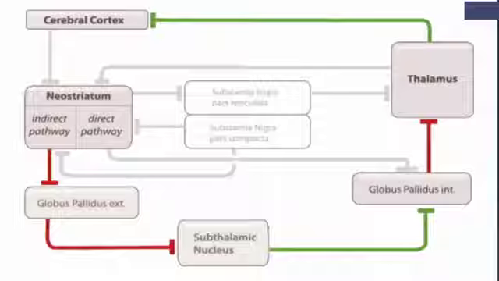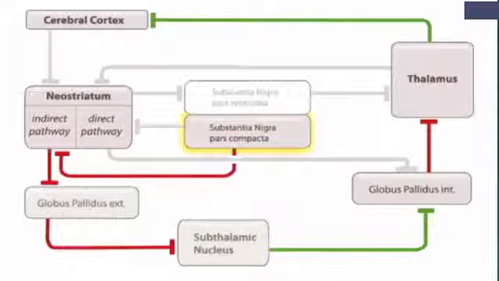The substantia nigra pars compacta sends signals to the striatum. Now remember, in the direct pathway, dopamine was acting on excitatory D1 receptors, so dopamine was facilitating movement. Well, in the indirect pathway, dopamine is acting on inhibitory D2 receptors. The transmitter is the same, but the receptor is different, and the results are different. Dopamine stimulates the direct pathway, but it inhibits the indirect pathway.